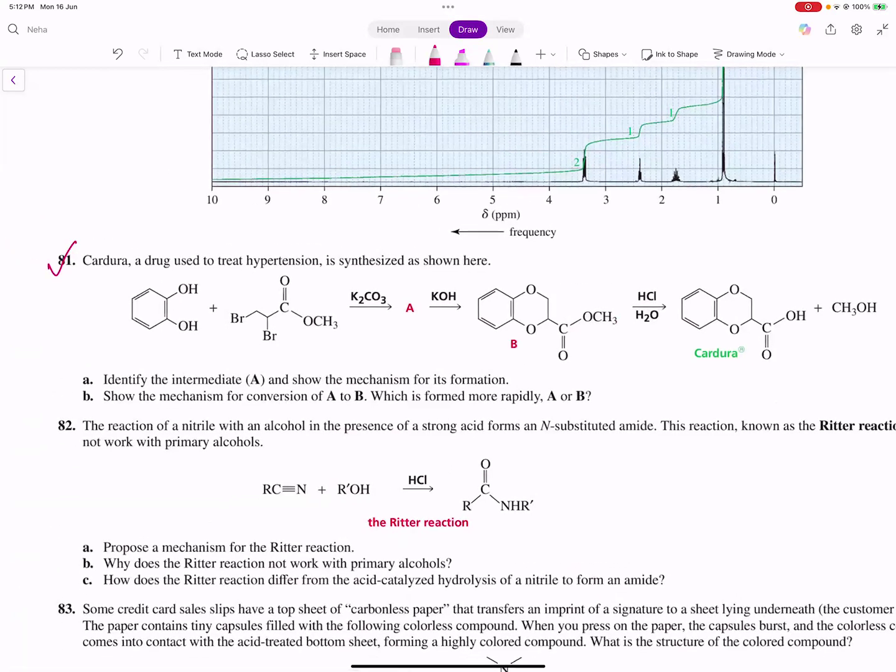Initially, what will happen is that K2CO3 will only make it lose one proton. So this will become O minus and nucleophilic substitution first. And then the second base will remove the second proton and then another.